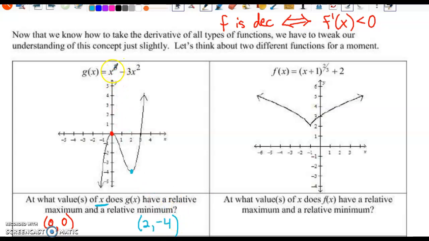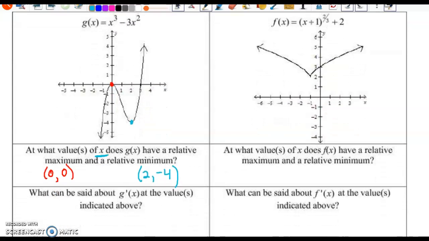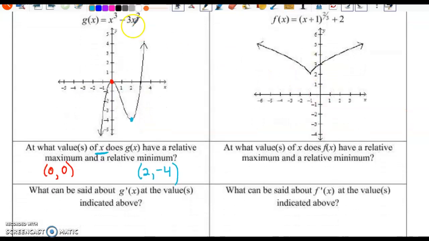And you could verify because 2 cubed is 8. 2 squared would be 4. 3 times 4 would be 12. And 8 minus 12 equals -4. But anyway, what we're going to examine now is the derivative of g. So if I were to ask you to find the derivative of g, we would get 3x squared minus 6x.